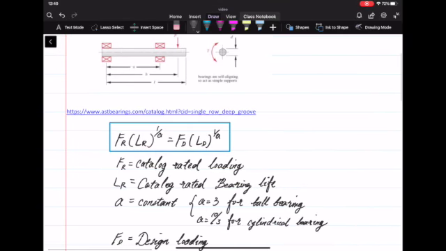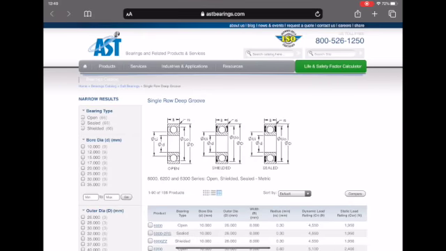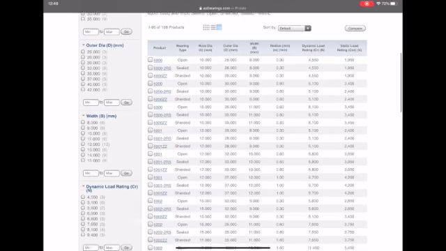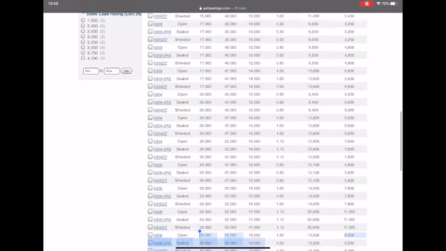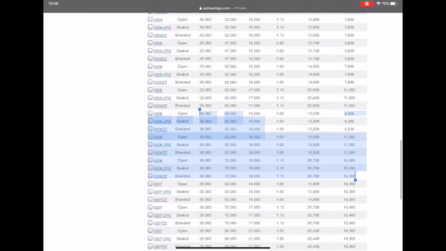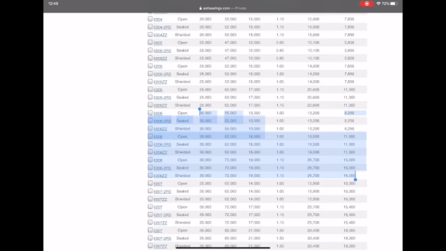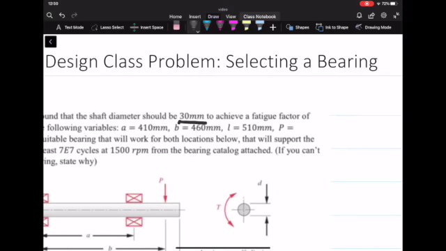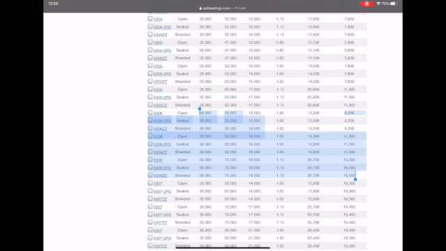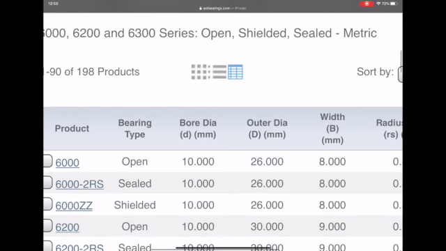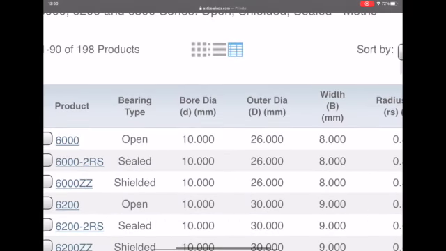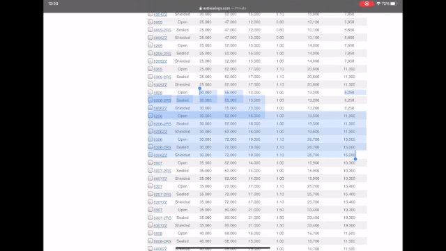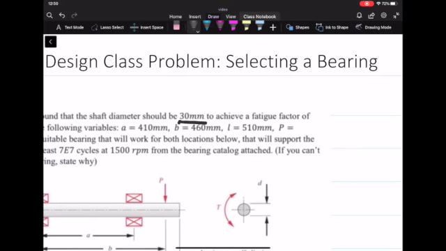When you click that, you will go to a web page which looks like this. It has all the different specs and sizes of bearings. I highlighted this part because our particular problem states 30 millimeters, and all these highlighted bearings are 30 millimeters in bore diameter. This is what we're looking for. I've taken a screenshot of just these 30 millimeter ball bearings, which is on the bottom right here.